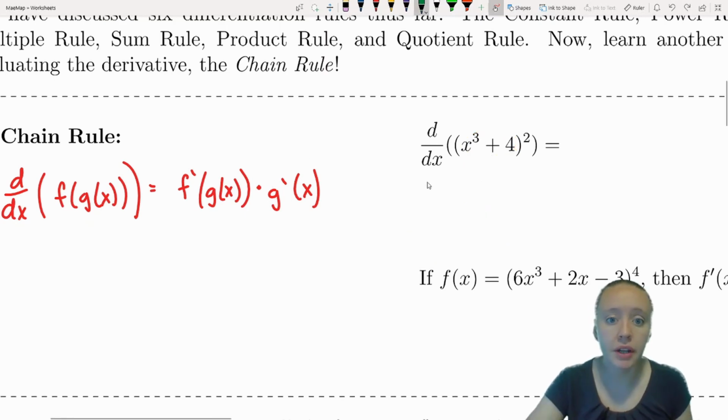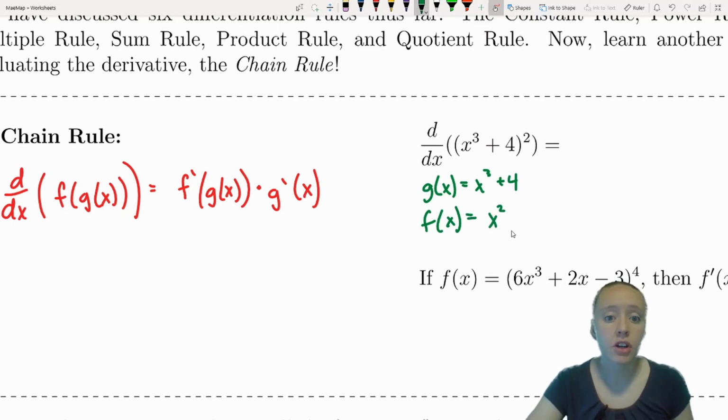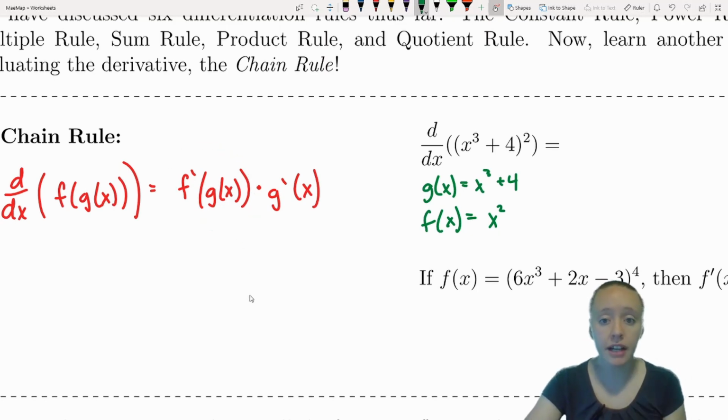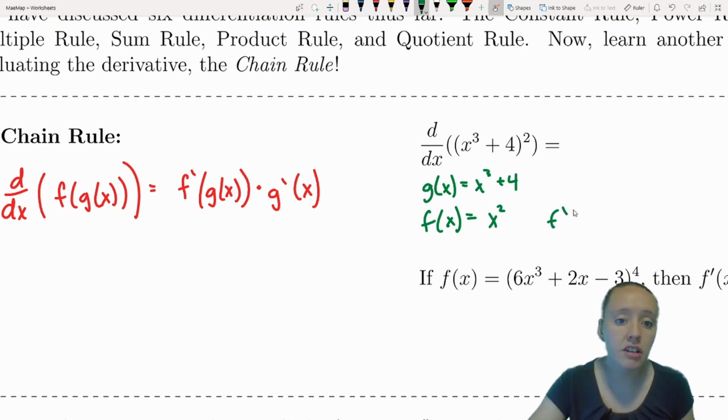So my outermost function is squaring, and then my inner function is that x cubed plus 4. So again, if g of x is that x cubed plus 4, we know then that f of x is x squared. So we're going to take the derivative of f of g of x and multiply that by the derivative of g of x. So let's first start by taking the derivative of f of x. Well, the derivative of x squared gives us 2x. But I don't want the derivative of f of x, I want the derivative of f of g of x.